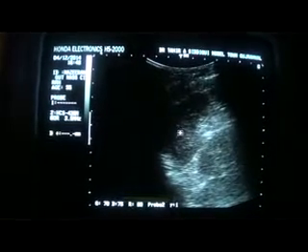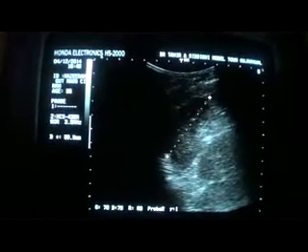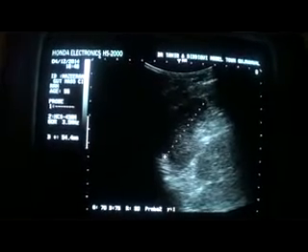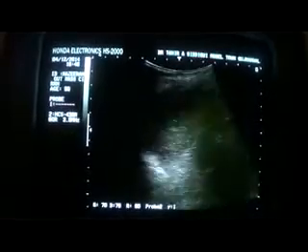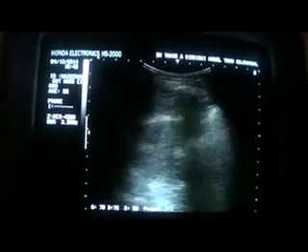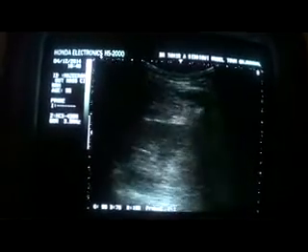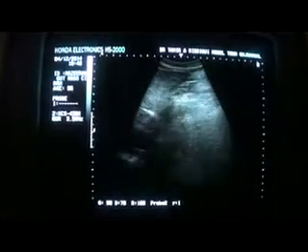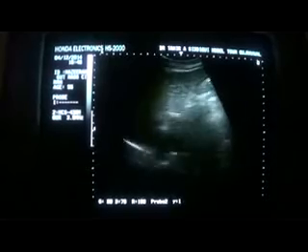Measures 5.4 centimeters and is relatively small in size. I think 6 centimeters is considered to be the lower limit of the normal. This is the kidney on the left side, left kidney. There is no evidence of para-aortic gland adenopathy.